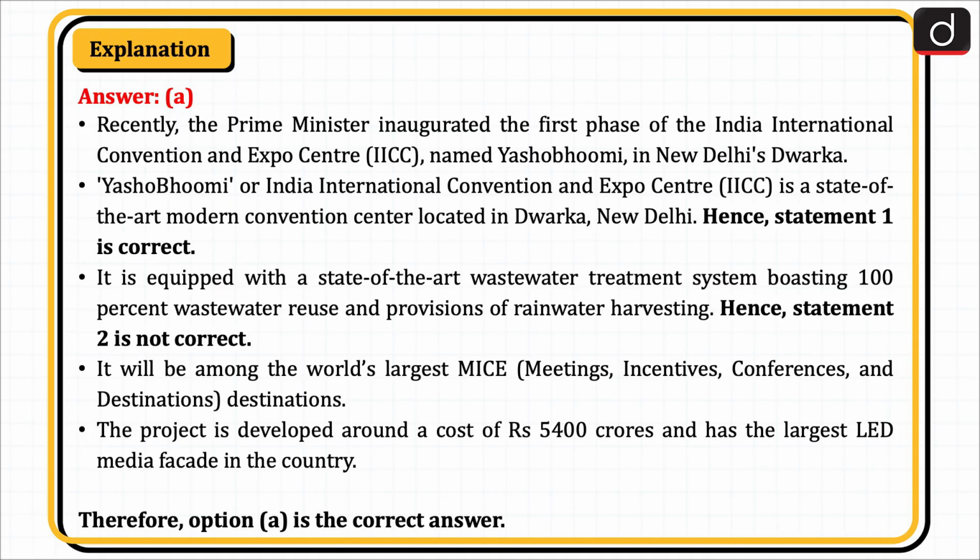Recently, the Prime Minister inaugurated the first phase of the India International Convention and Expo Center named Yashobhoomi in New Delhi's Dwarka. Yashobhoomi, or India International Convention and Expo Center, is a state-of-the-art modern convention center located in Dwarka, New Delhi. Hence, statement 1 is correct. It is equipped with a state-of-the-art wastewater treatment system boasting 100% wastewater reuse, provisions of rainwater harvesting. Hence, statement 2 is not correct.